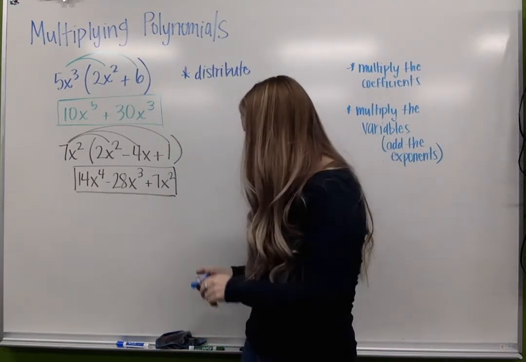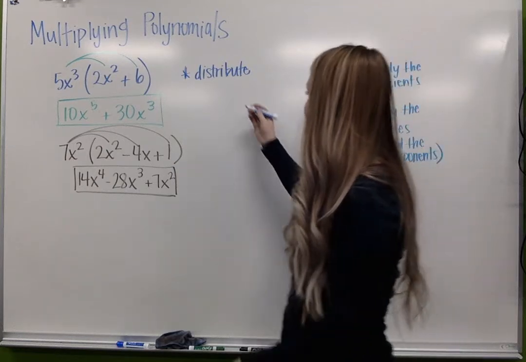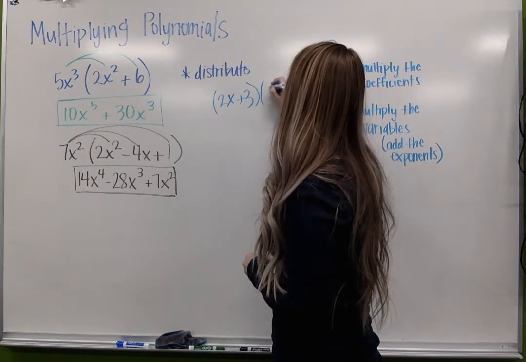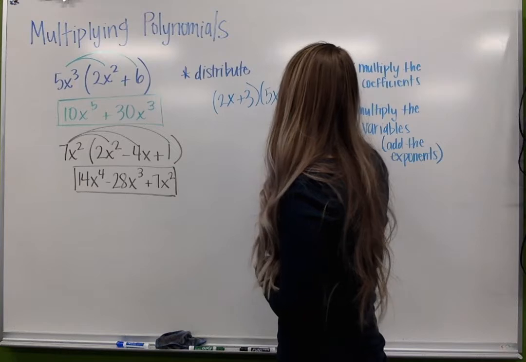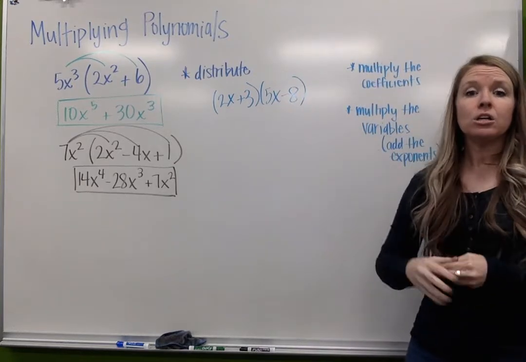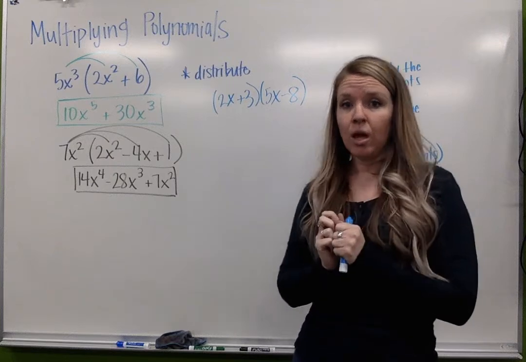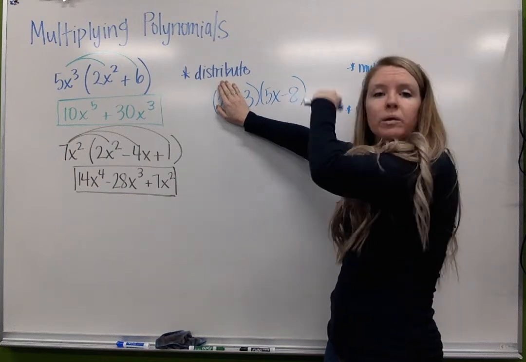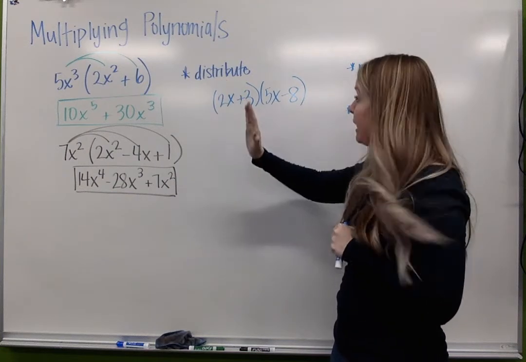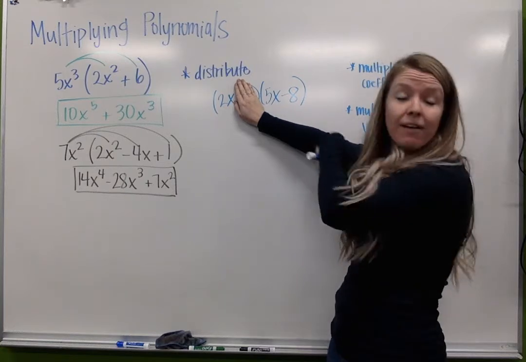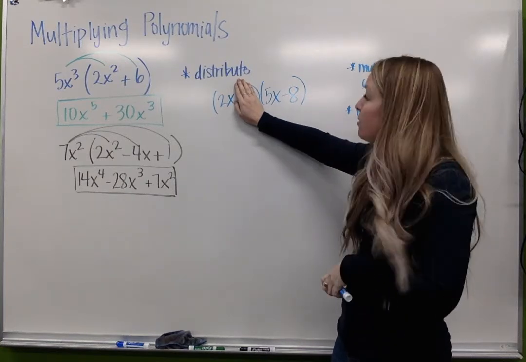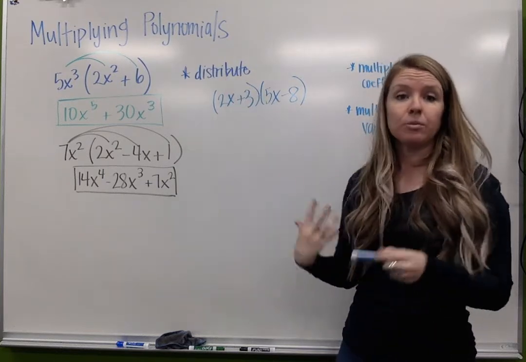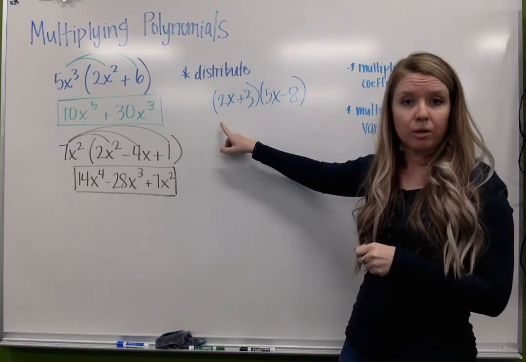Okay, so now we're going to up it again. We are going to take a binomial, 2x plus 3, and we're going to multiply that to 5x minus 8. Now we have two binomials. If this first was just 3 times 5x minus 8, we would just distribute the 3 and call it good. If it was just the 2x times 5x minus 8, we would distribute the 2x and call it good. So now when we distribute, we have to distribute both terms in that first binomial.